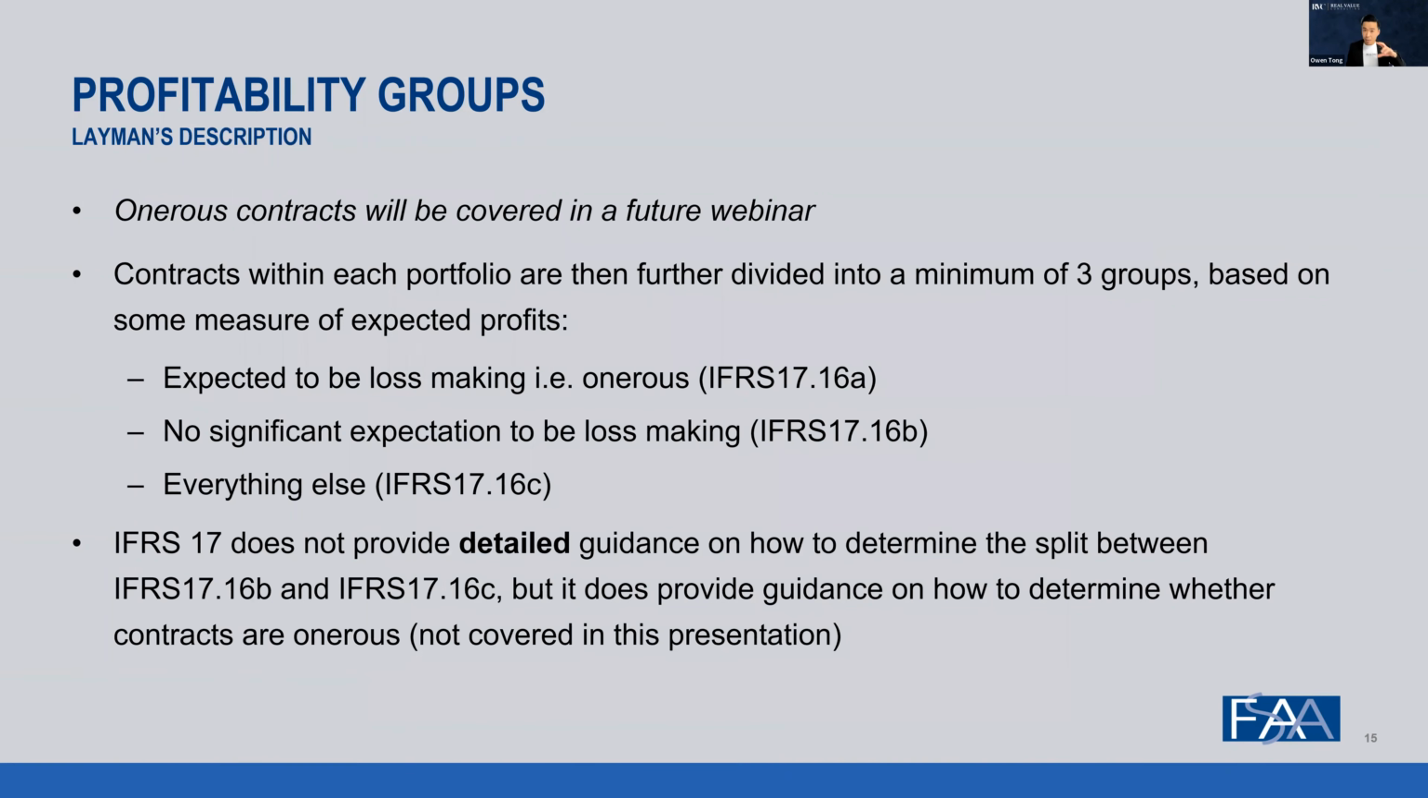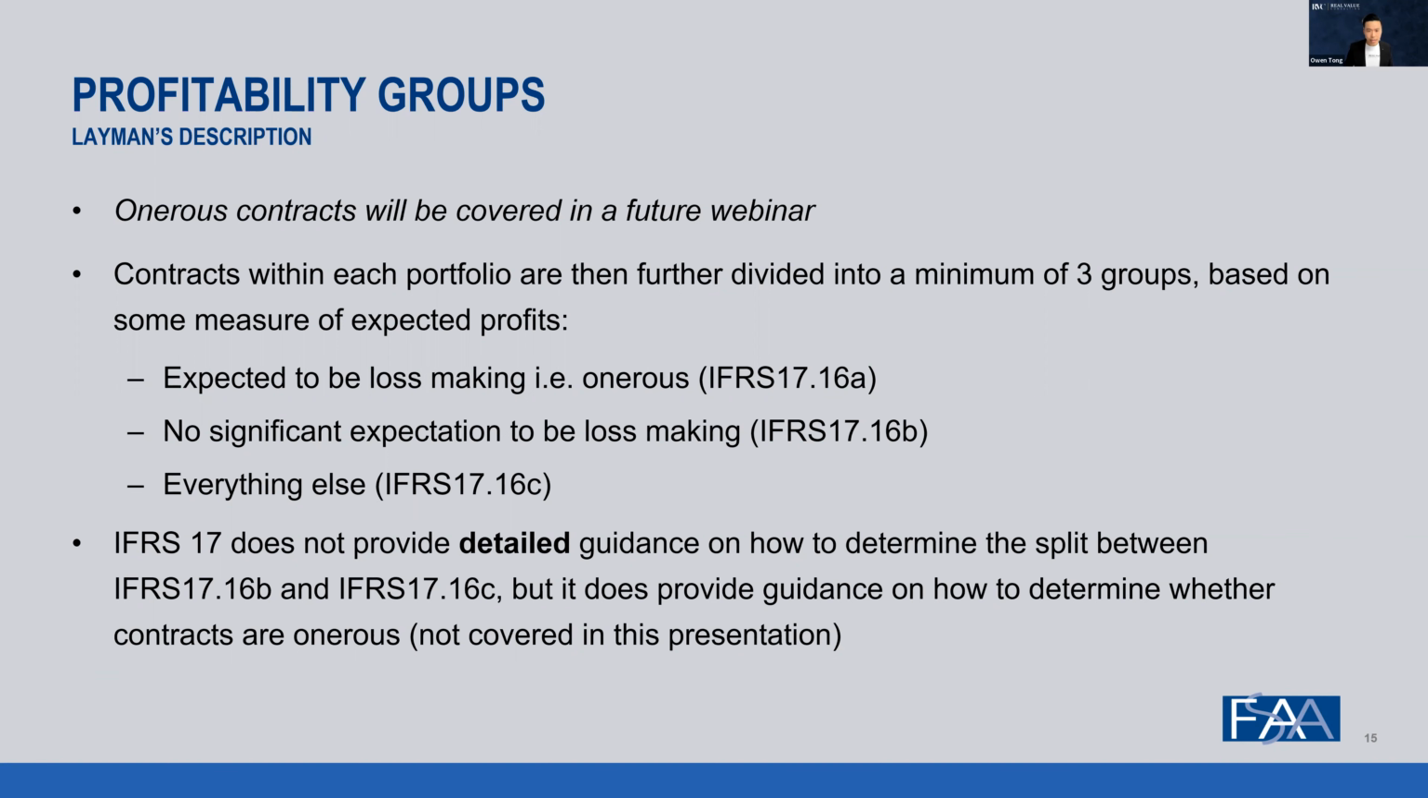As I was saying, in summary of the previous slide, the 3 areas that at a minimum you need to separate your insurance contracts into are: those contracts that are expected to be loss-making from the get-go; the contracts where we don't have any real reason to expect them to be loss-making at all, so we expect them to really be making money; and, if you're not sure, everything else. So that's paragraph IFRS 17.16.